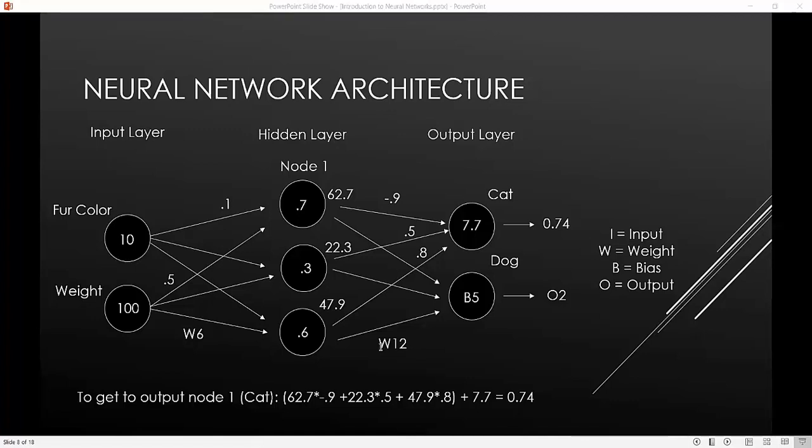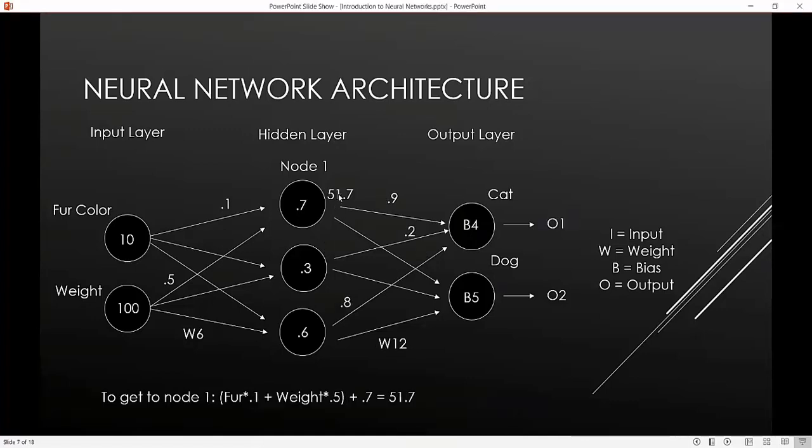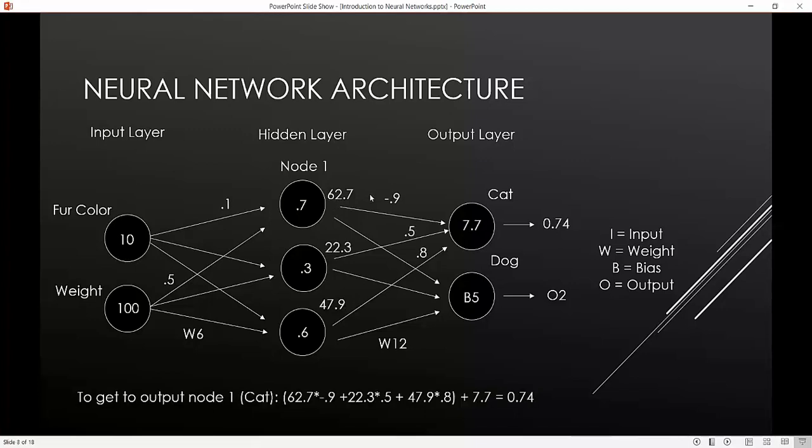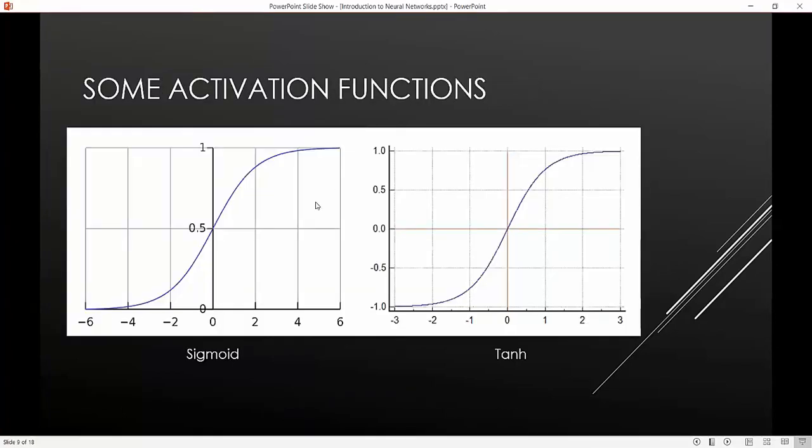If you've been paying attention closely, you'll notice that node 1's exit value is not what we had before. Before we had 51.7, but now I changed it to 62.7. Why is that? This is because of an activation function that is applied on each node, which introduces nonlinearity to the neural network. So let's go over that.